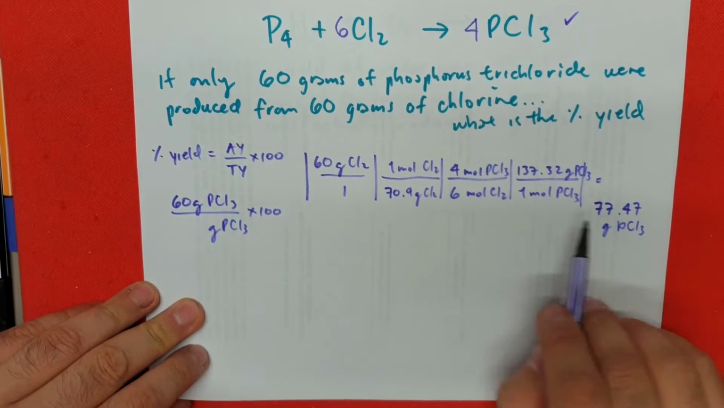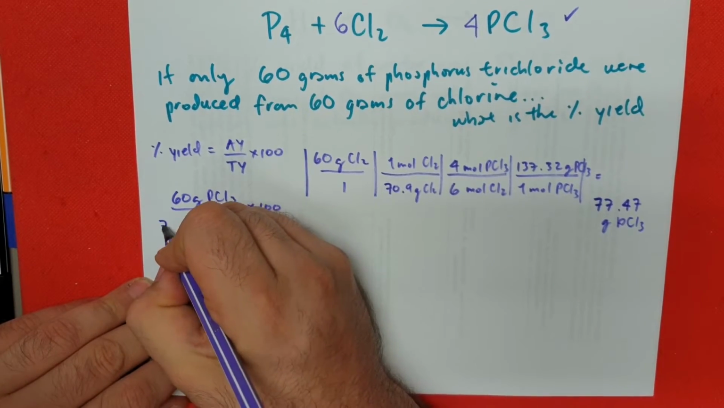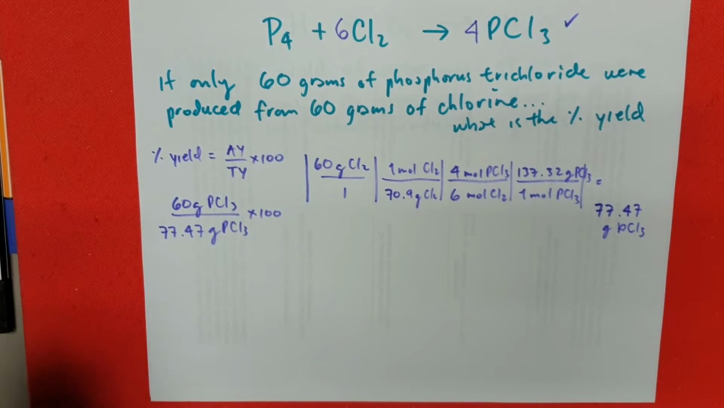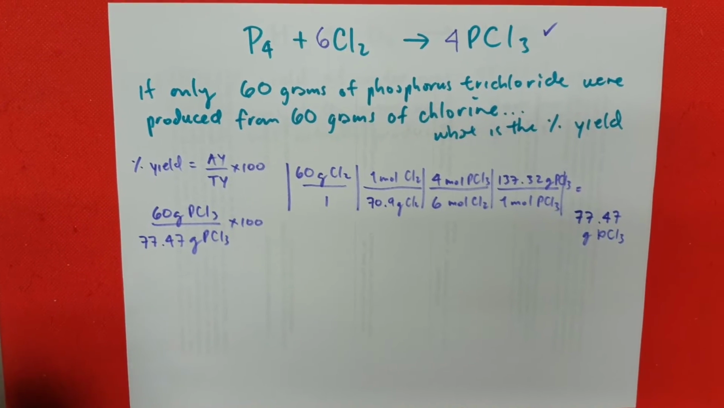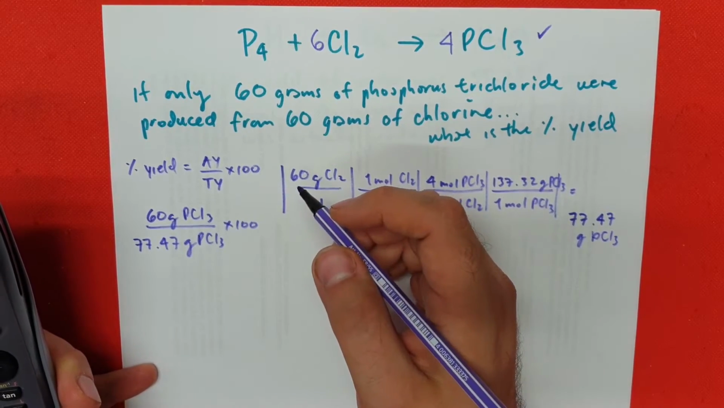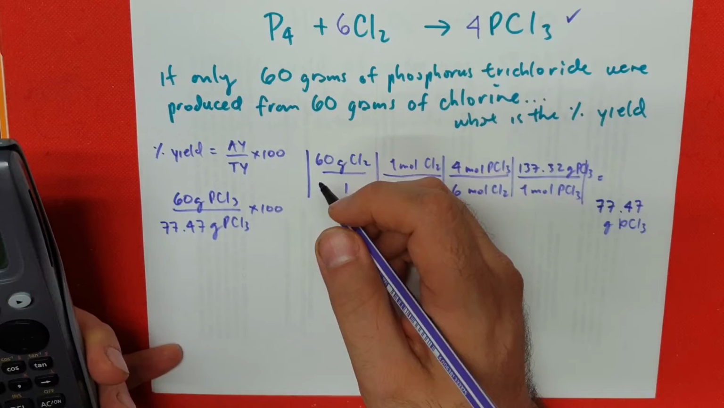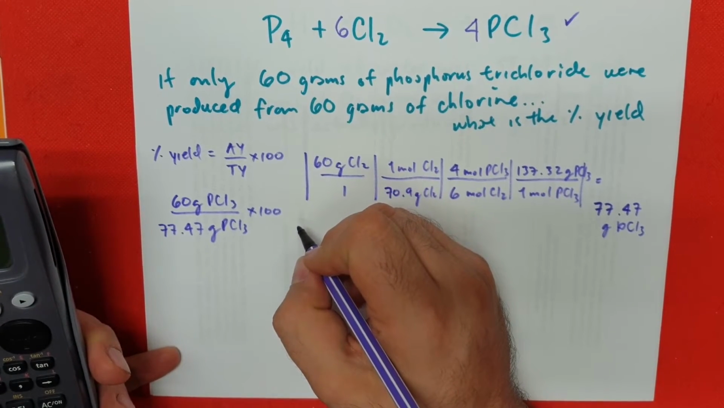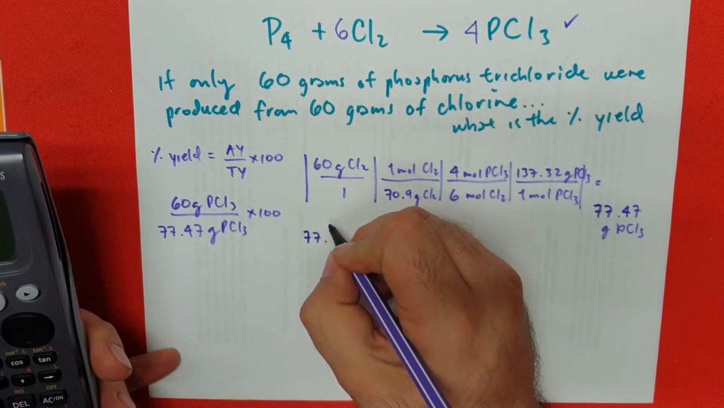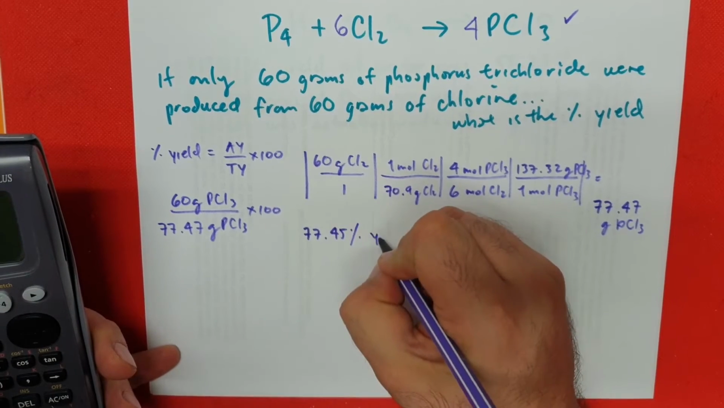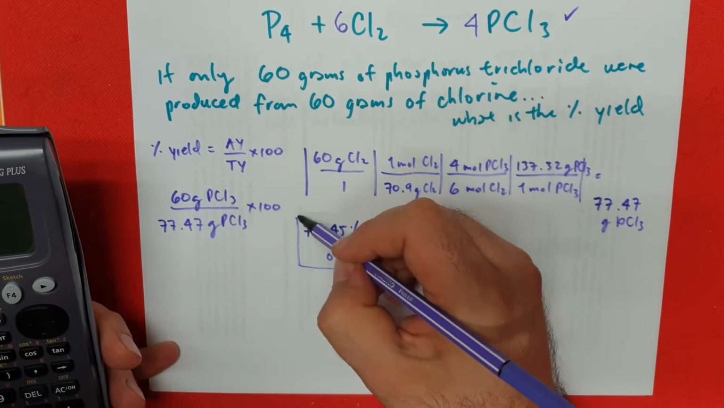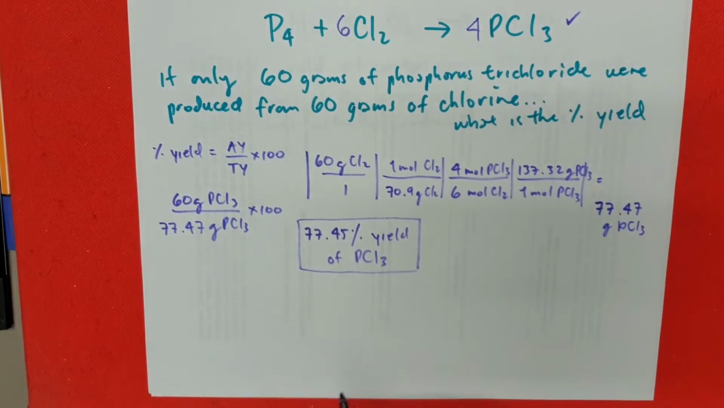And now I can just take this number and put it into the formula and write 77.47. And then it's just very simple math. I'm going to take 60 and divide it by 77.47 and then multiply it times 100 and round it up. And my percentage is very interesting because it gives me, if I did this right, oh, so interesting, 77.45% yield of phosphorus trichloride. So in this case, I'm going to box it because this is my final answer. And it's very simple.